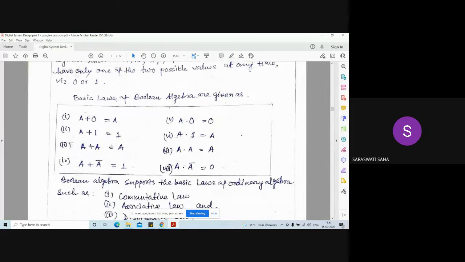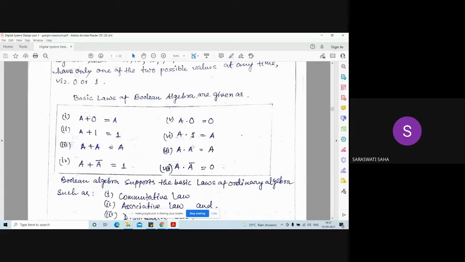Now, next, some basic laws of Boolean algebra. We should remember this and we can understand this also. Suppose this section is somehow related with this. How? See, here all are in OR operation. Here all are in AND operation.